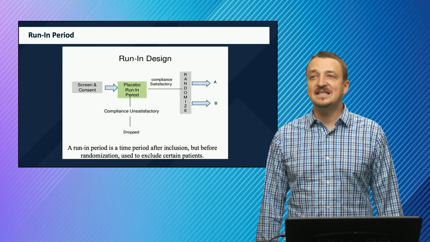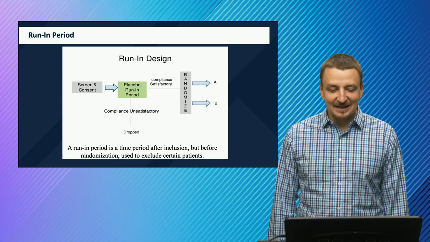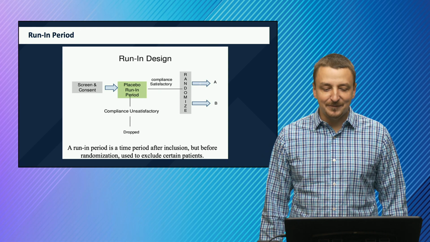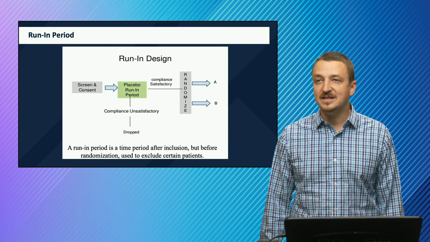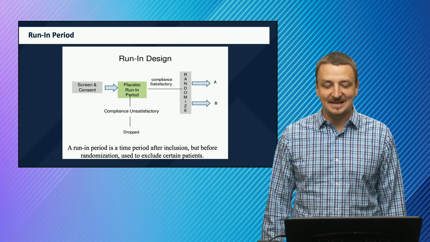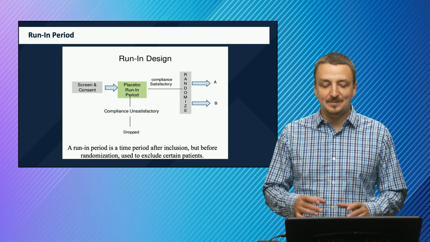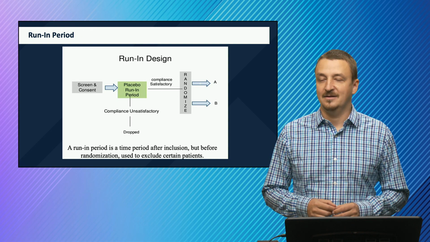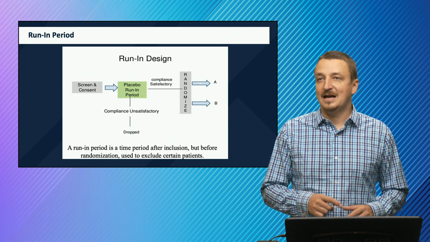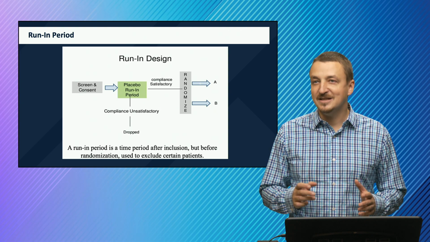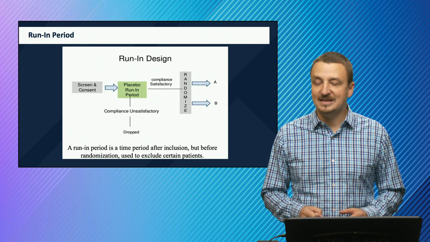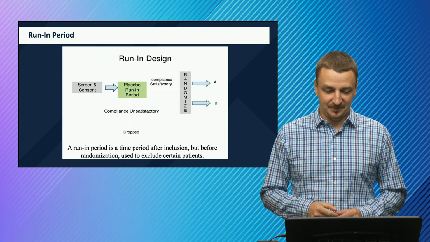So here you can see the run-in design. Basically what happens here is that after screening and consenting patients, and before randomizing the patients, we have this placebo run-in period. Afterwards, after this run-in period, some patients, not all necessarily, get randomized into arm A and arm B.